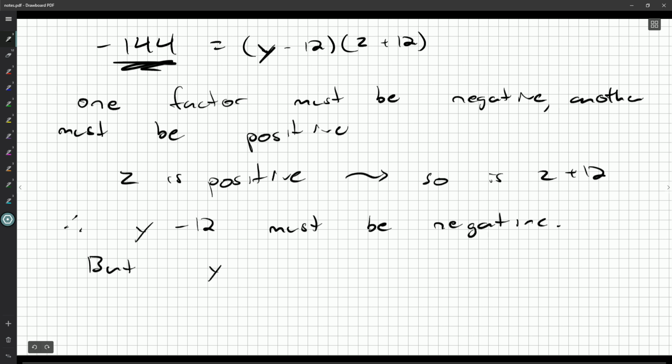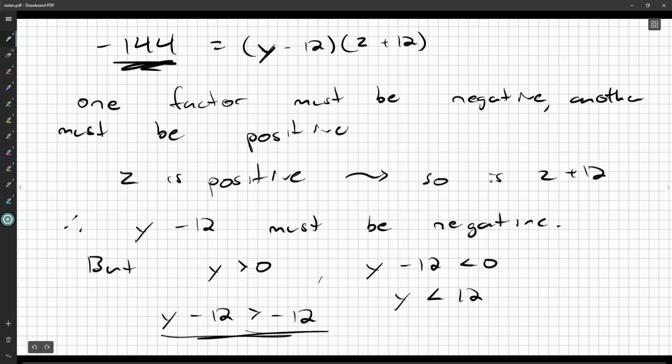But y is positive. y minus 12 is negative. So we can rearrange this one and say y is less than 12. So we need y values between 0 and 12. And I guess this one over here we could say y minus 12 has to be greater than negative 12. And that's going to be kind of crucial because there's only so many factors of negative 144.